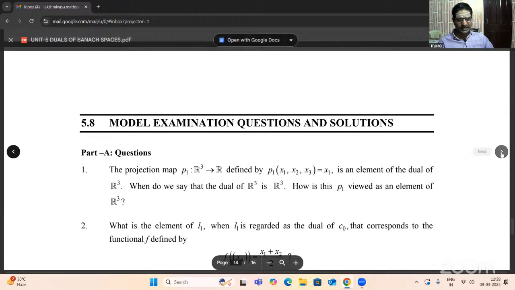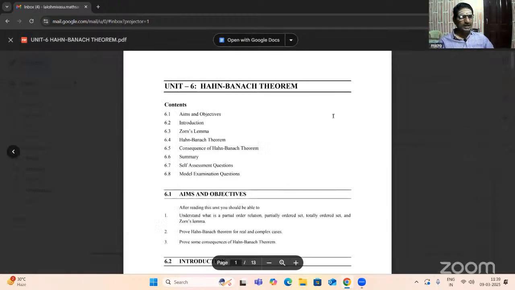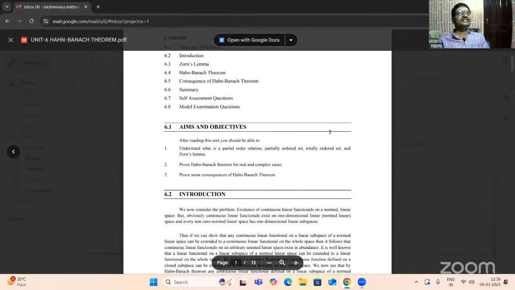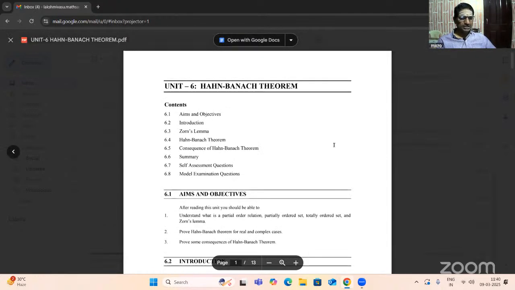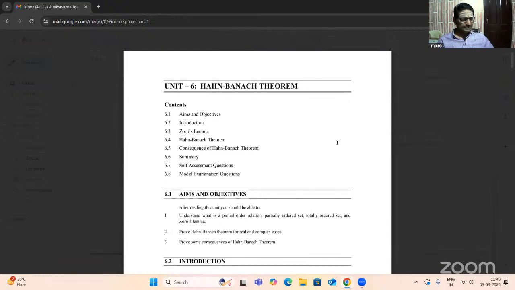Just refer to the sixth unit, the Hahn-Banach theorem. This theorem is very, very important in the university examination. Hahn is one mathematician and Banach is another mathematician, and the concepts between Hahn and Banach are the same. So the theorem is called the Hahn-Banach theorem on linear functionals. Throughout, this theorem is defined on linear functionals. Don't forget this one.